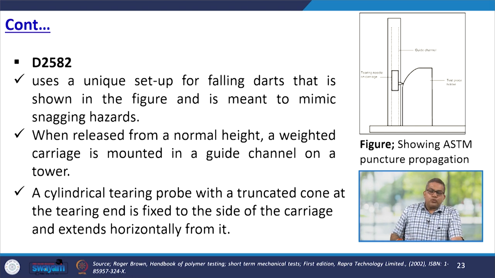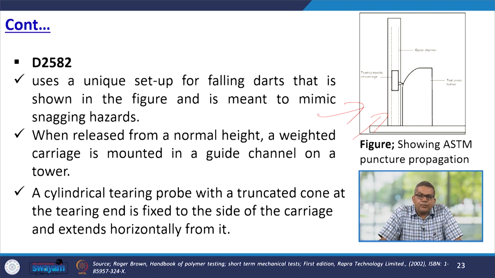Now, D2582 uses a unique setup for falling darts that is shown in this particular figure and is meant to mimic the snagging hazard. This particular figure shows the ASTM puncture propagation. When released from a normal height, a weight carrier is mounted in a guide channel on a tower.